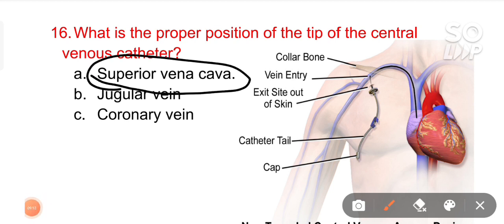So we can see here superior vena cava, that is blue color. So we can see the tip of the central venous catheter. So here we have the cap. We can give the injection, IV fluids, blood transfusion, all the procedures we can do from here. So we have the tip of the central venous catheter at the superior vena cava.